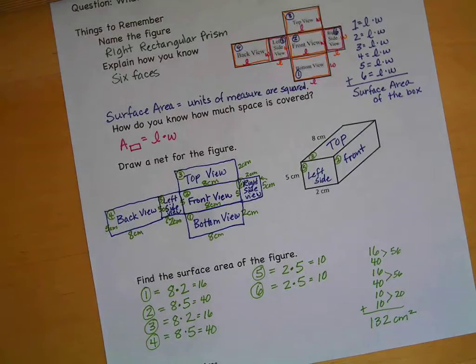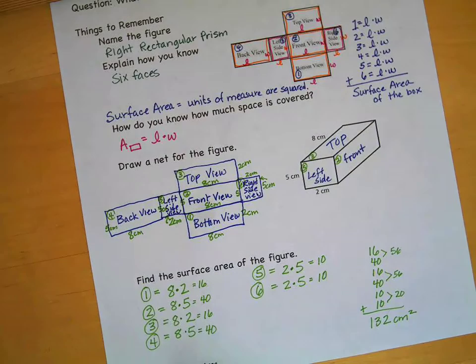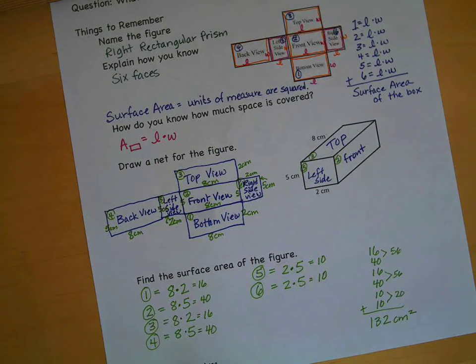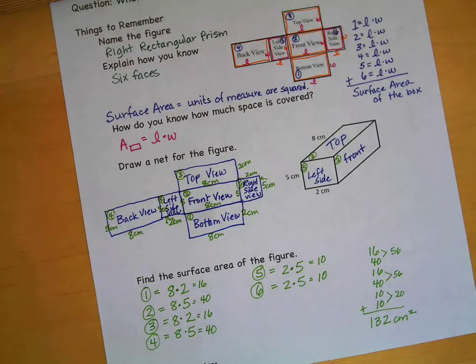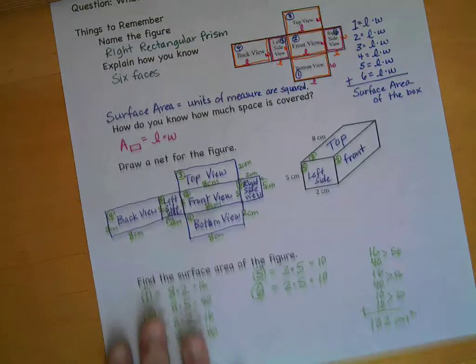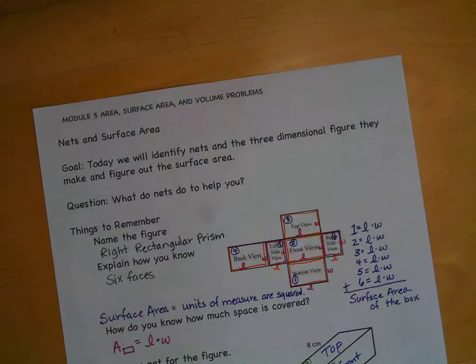So the best advice that I can give you about trying to find surface area is, first of all, label everything. Second of all, label your dimensions correctly. And then third of all, take your time and find the area of each face so that you can add them together and get the correct surface area. And then remember, for surface area, you're only multiplying 2 things together, so your units of measure have to be squared.